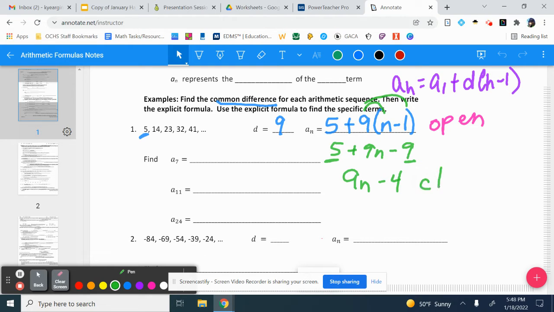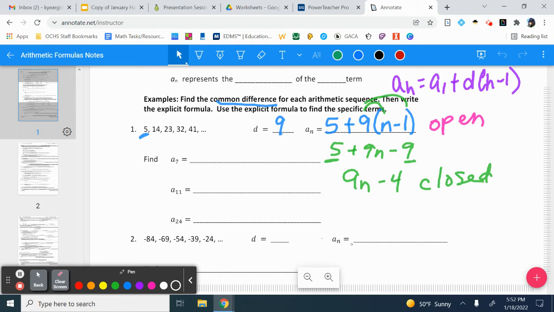Now this is going to be the closed explicit. And you'll see in just a moment that it doesn't really matter which one I choose to plug things into. It's going to give me the same answer. Okay, so I can see the problem is asking me to find the 7th term.